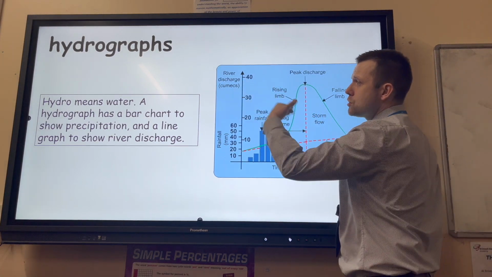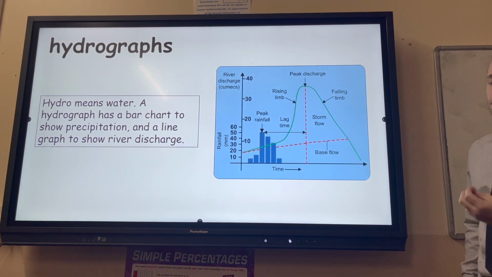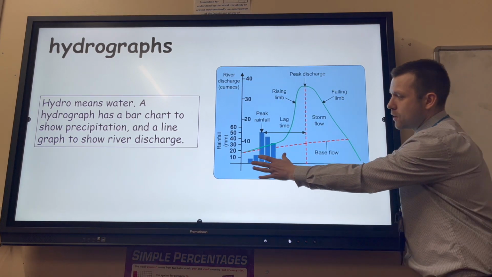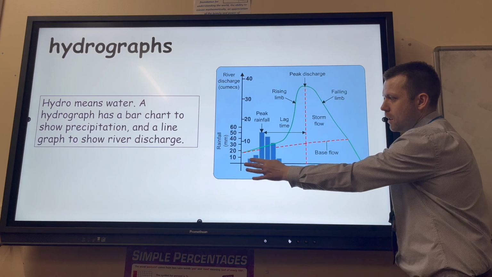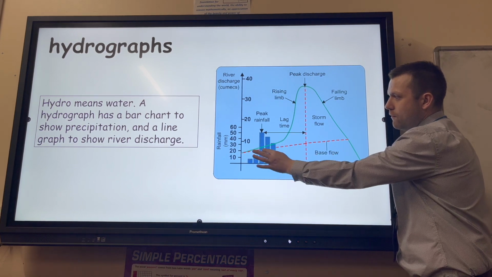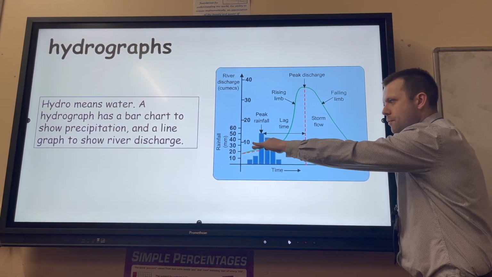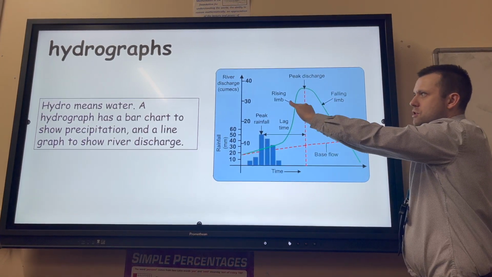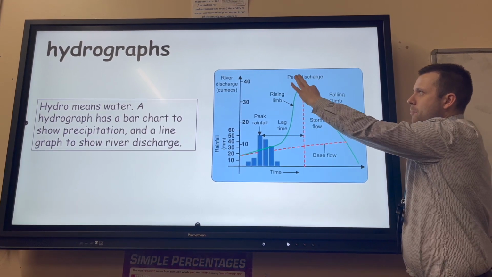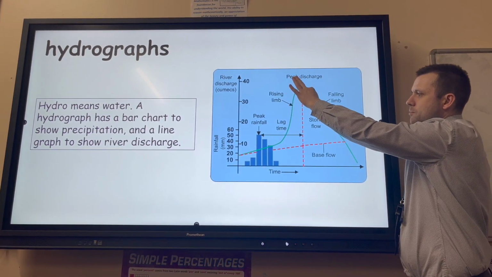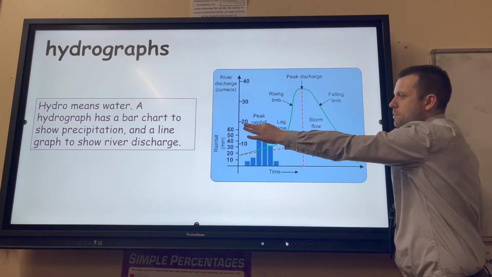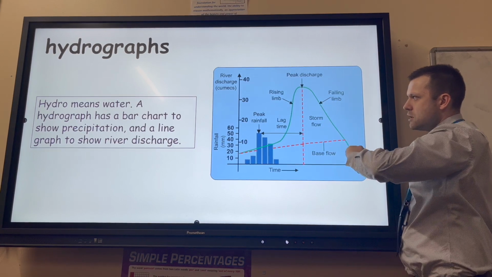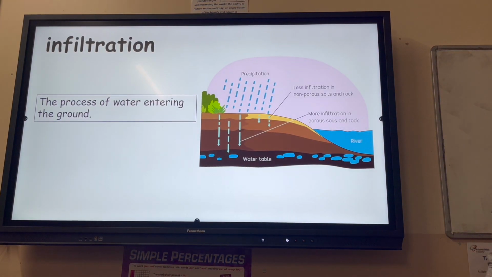Hydrograph means water graph, and what this shows is the amount of water in a river during a period of storm. So we've got the bars which show rainfall. As you can see, the more rainfall, the more water is going to get to the river. The line shows the river discharge. This river has got deep very quick because it's got this steep rising limb. The peak discharge is here, that's the maximum depth of the river, and the time between peak rainfall and peak discharge is called the lag time. And when the river drains away, it's called a falling limb.